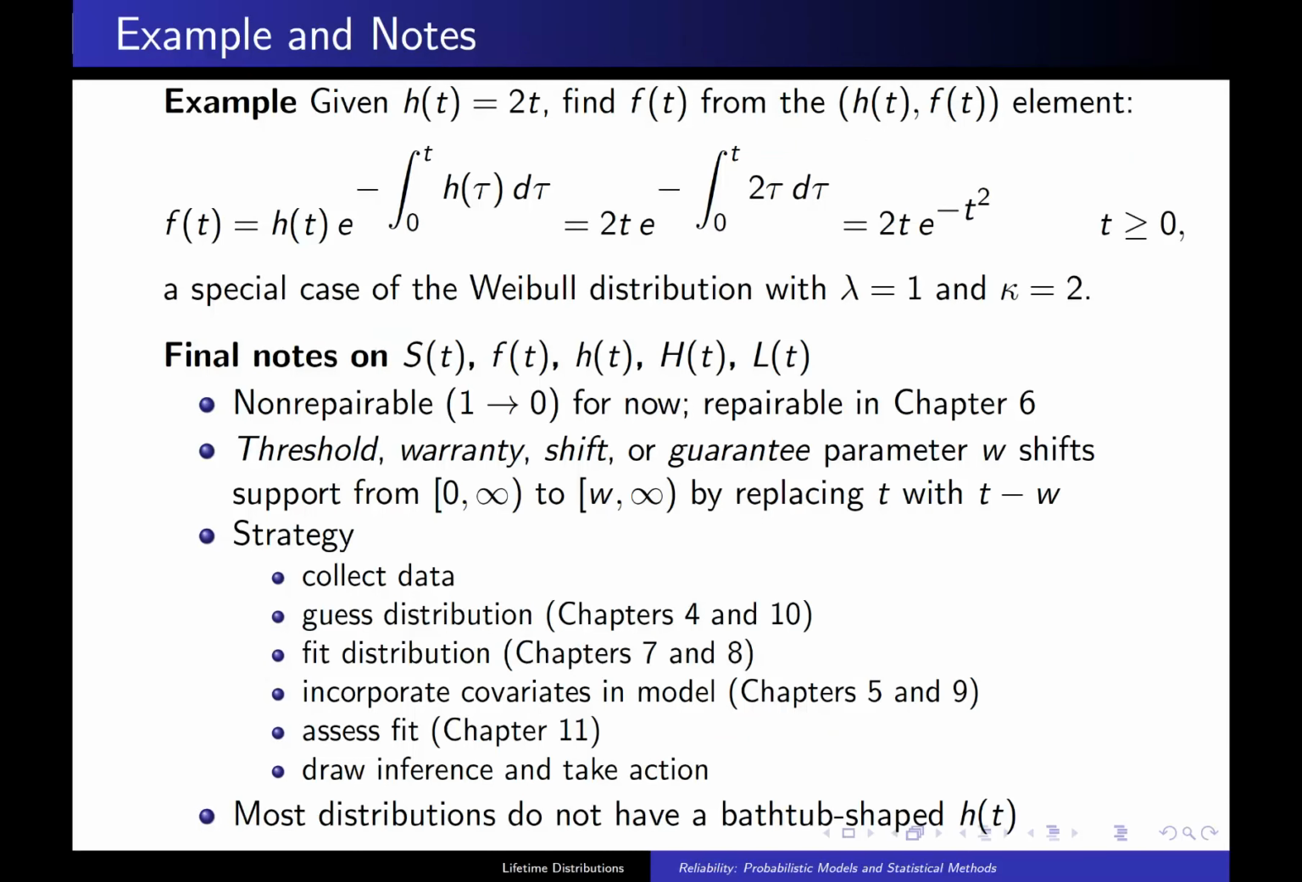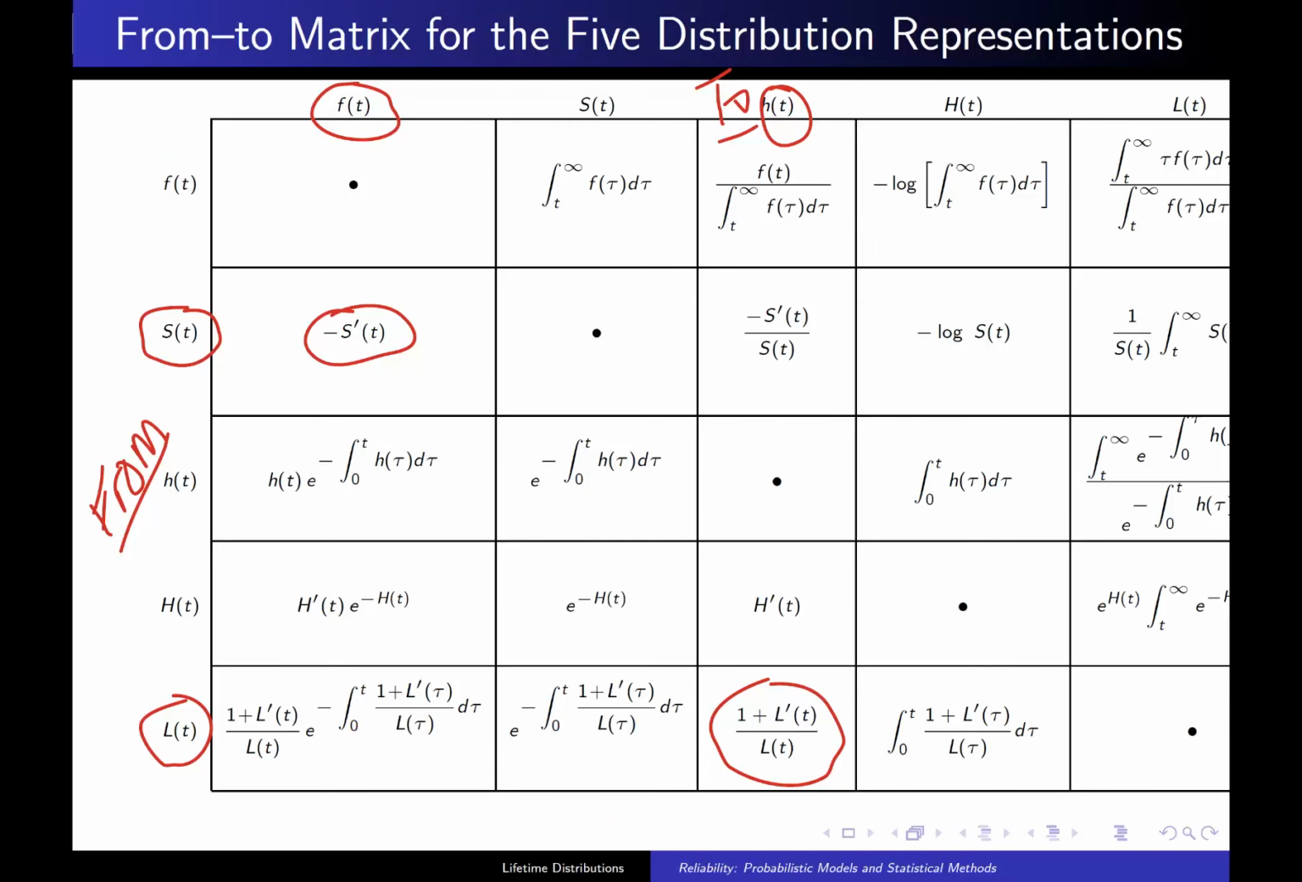Here is an example. Given that h of t is equal to 2t, we want to find f of t from the h of t. So f of t is h of t times e to the minus integral from 0 to t of h of tau d tau. And that formula right there comes from the 5 by 5 matrix that we had on the previous page. So starting with h of t, you want to go to f of t. That is where that formula came from.